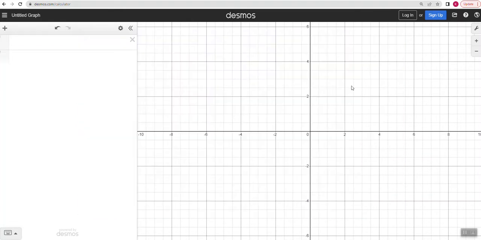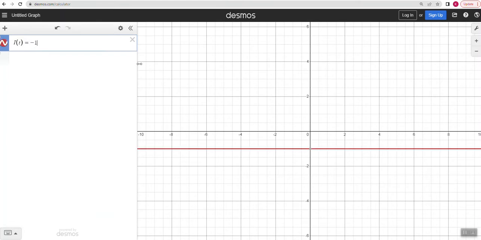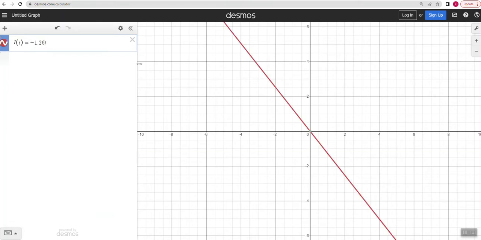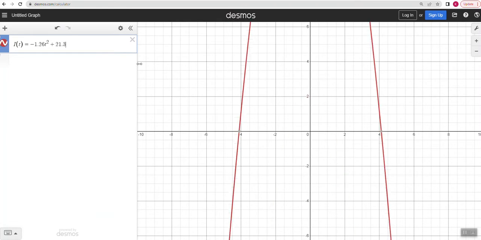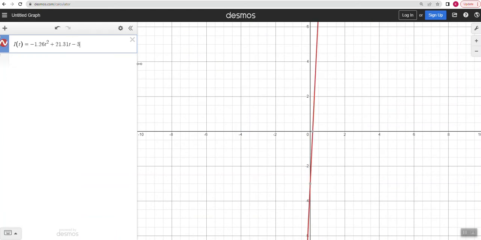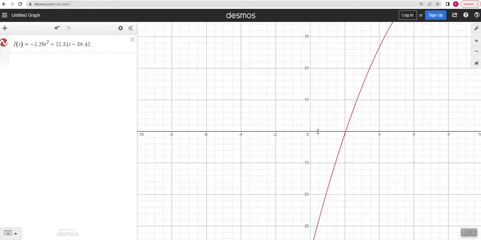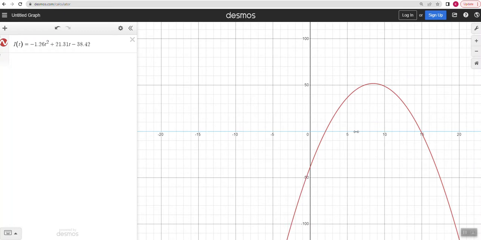So I'm going to come over here to Desmos, and I'm going to type in my function I of t. All right, there we go. I've typed it in. Clearly, again, I'm only seeing a little piece of the graph here, so let's hold down the shift key and then drag to stretch my x and y axes until I have a fuller picture of what this graph actually looks like.